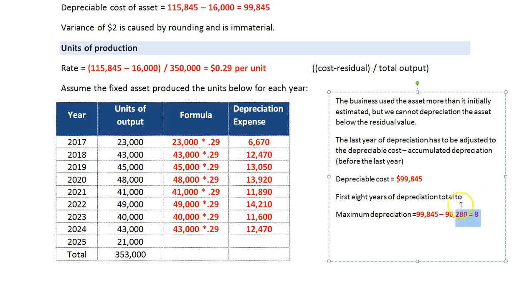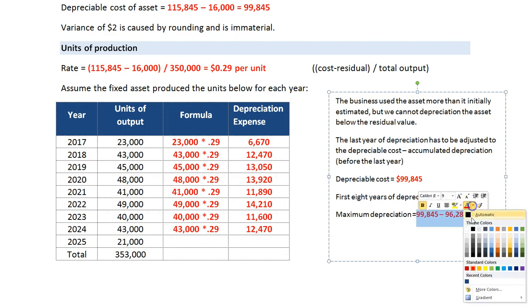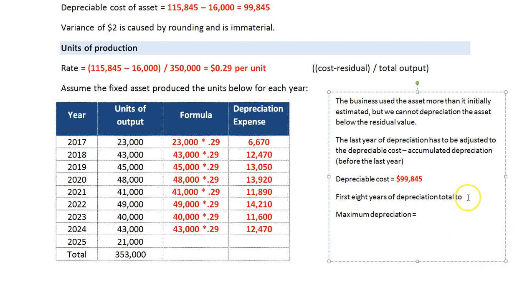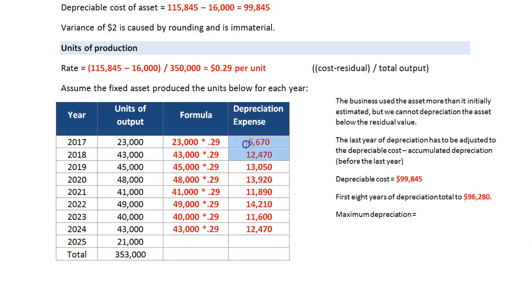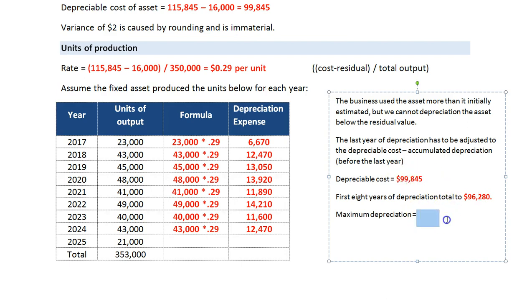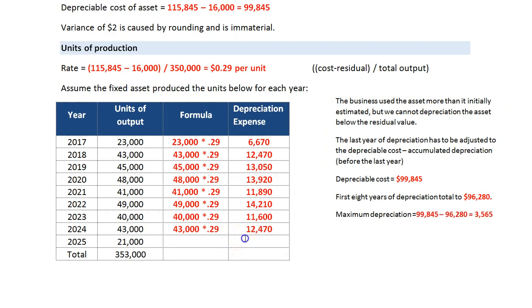Yes, 96,280. So, I skipped one. For the first 8 years, what we've already recorded is 96,280 if you add up these 8 numbers. So we need to get that 96,280 to this number to fully depreciate it. Get it to that number, so we're just going to calculate the difference and record it.